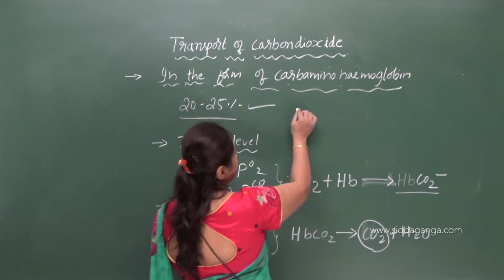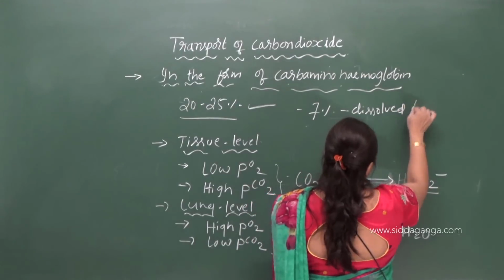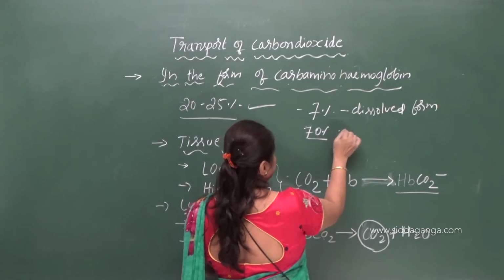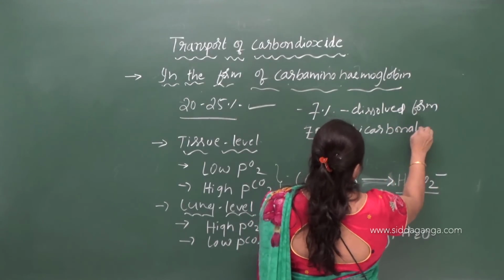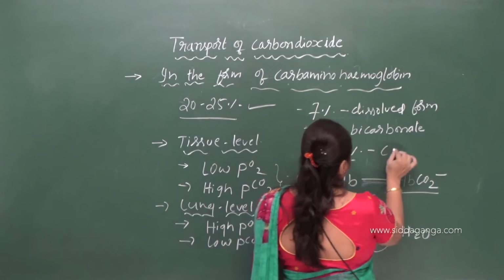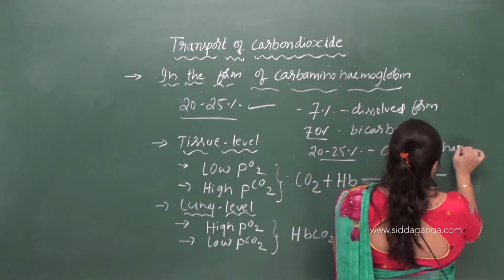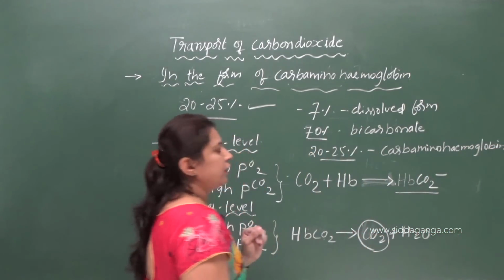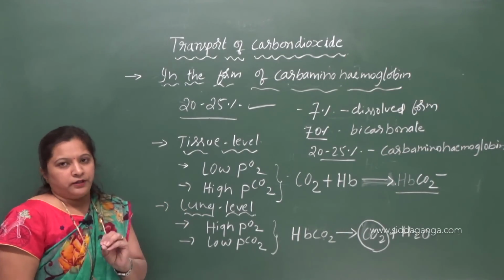7% in the dissolved form, 70% in the form of bicarbonates, and 20 to 25% in the form of carbaminohemoglobin. Understood clearly? So this is how the carbon dioxide is transported by the blood.